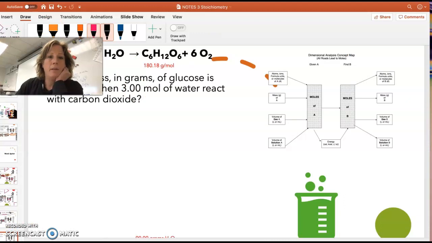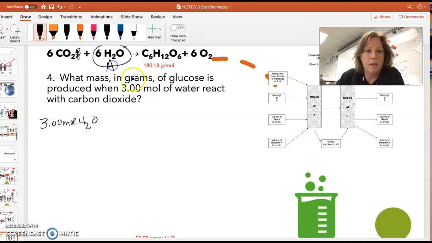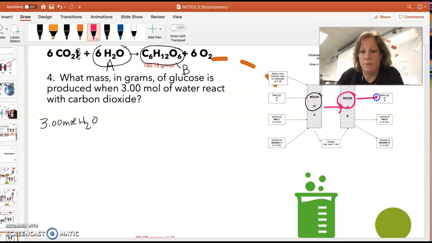So one more problem. This is the production of glucose. Water and carbon dioxide react and form glucose plus oxygen. This is what plants do. And then we do the reverse, respiration, where we take the glucose, we breathe oxygen, and then we produce carbon dioxide and water. In this question, we're starting with 3 moles of water. So that's my A. And then I want to know how many grams of glucose. That's my B. So I'm going to go from moles of water to moles of glucose, and then to grams of glucose.